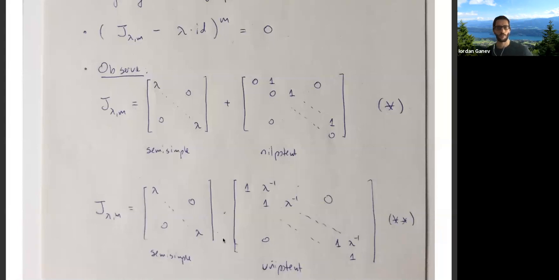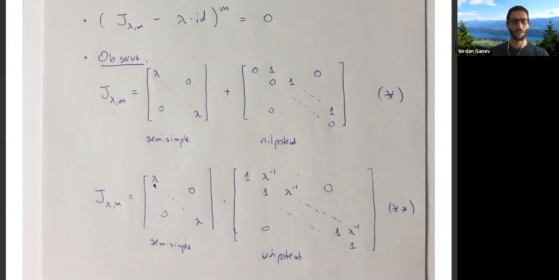So if we have this Jordan block J, then first of all, we can just write it as a sum of a diagonal matrix and a nilpotent matrix, so a semi-simple element and a nilpotent element, semi-simple endomorphism, nilpotent endomorphism. So that will be the observation star that I'll refer to later on. And we can also write it as a product of two matrices. So we still have the semi-simple matrix here, semi-simple endomorphism, just a diagonal matrix, which is lambda times identity.